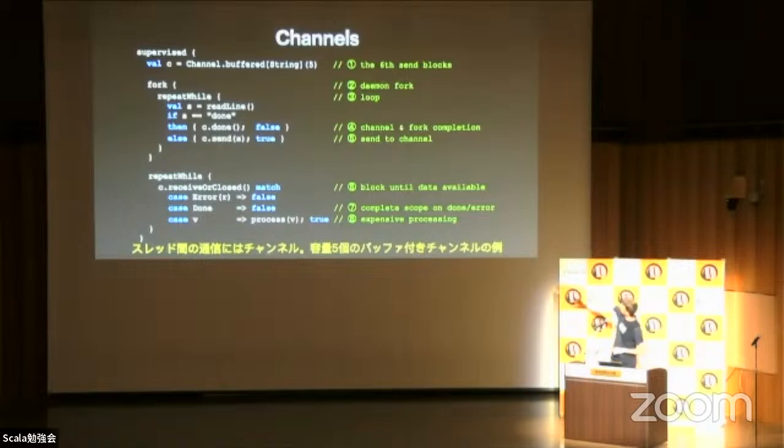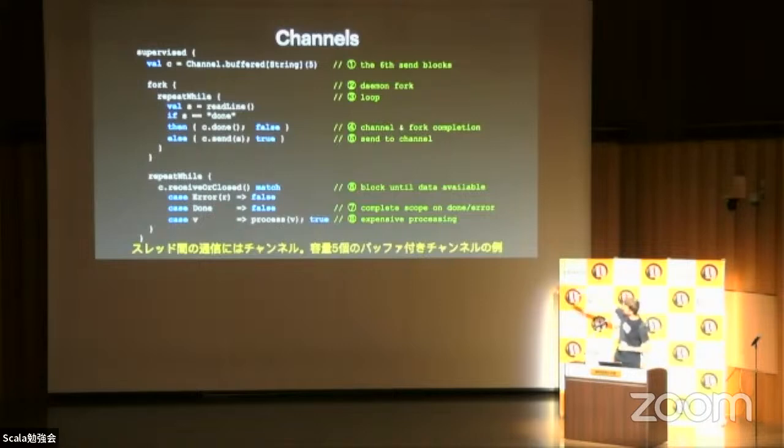So then what we do from two onwards is we create a fork, so a background virtual thread, which will read lines from standard input. If the user input is done, then we say that the channel is done as well. So being able to complete a channel successfully or with an error is one of the features of channels that make them distinct from a queue.